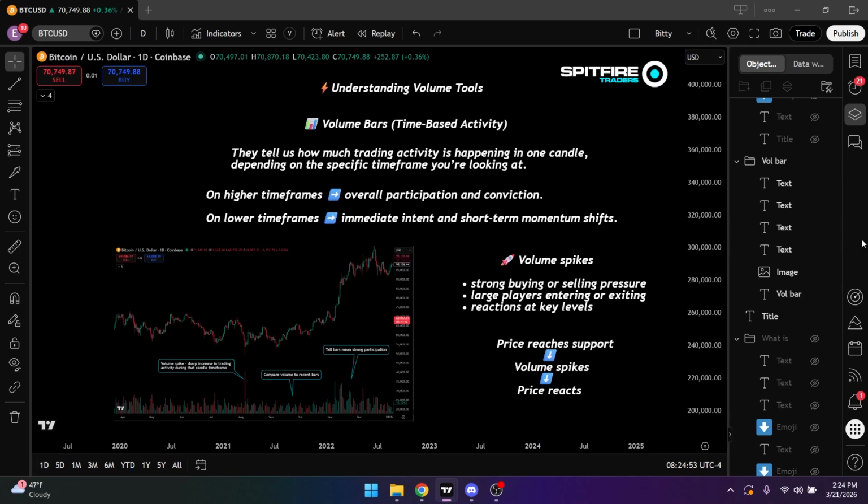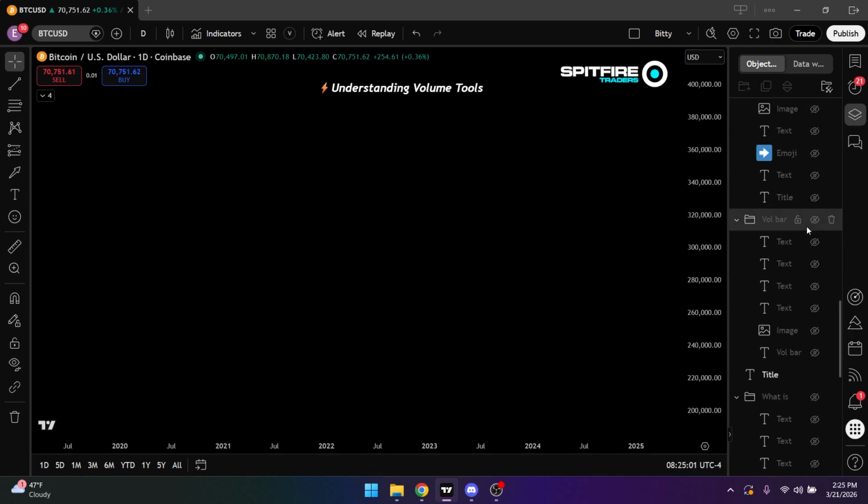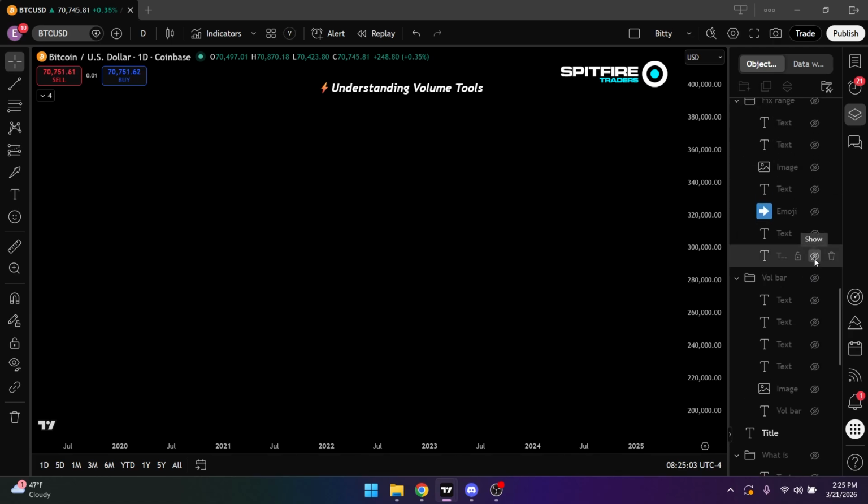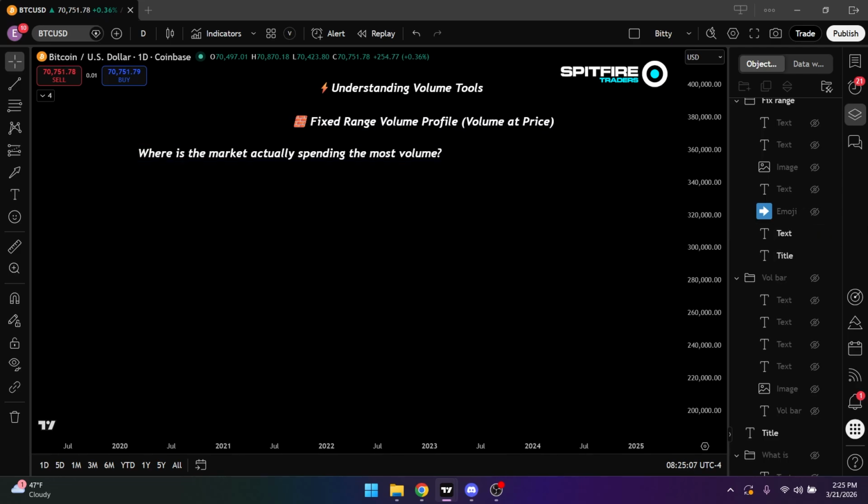But there's a limitation. Volume bars don't tell us where that activity is happening on the chart. And that's a problem, because in trading, where something happens is just as important as when it happens. So the real question becomes, where is the market actually spending the most volume? Where are traders getting involved? Where is price being accepted or rejected? And this is where fixed range volume profile comes in.